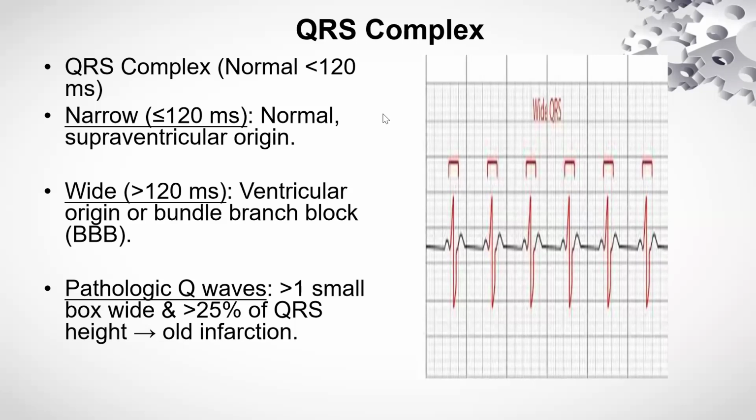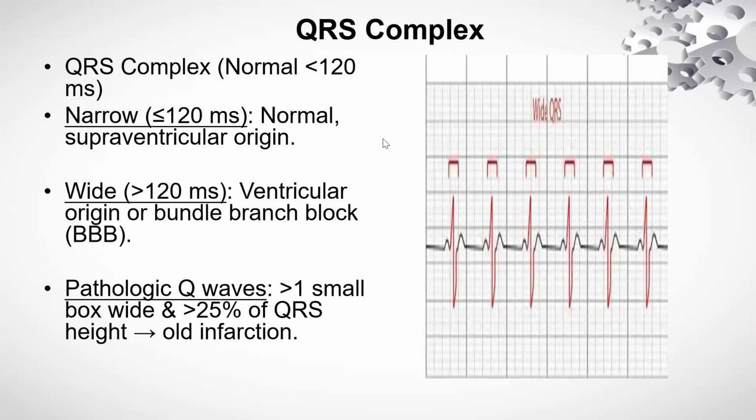Then when you have the QRS complex that is very wide, more than 120 milliseconds, the origin of the arrhythmia is usually ventricular or a bundle branch block. Sometimes you can have pathological Q waves, which is more than one small square, or greater than 25% of the QRS height. If you look at the QRS, I don't want to touch it so that it doesn't move, but I hope you appreciate what I'm talking about here.